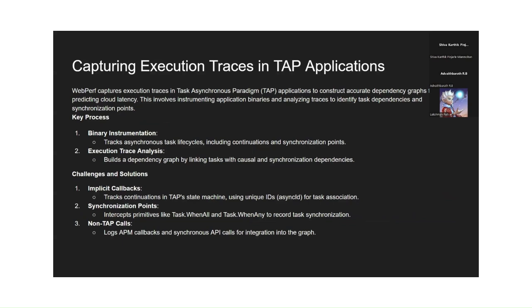Now let's talk about some challenges. There are a few challenges. Implicit callbacks, like the TAP state machine, often hide task connections. WebPerf solves this by assigning unique IDs called async IDs to track tasks across their executions. Synchronization points: tasks often wait for others to finish, like with Task.WhenAll and Task.WhenAny. WebPerf intercepts these points to understand how tasks are linked.